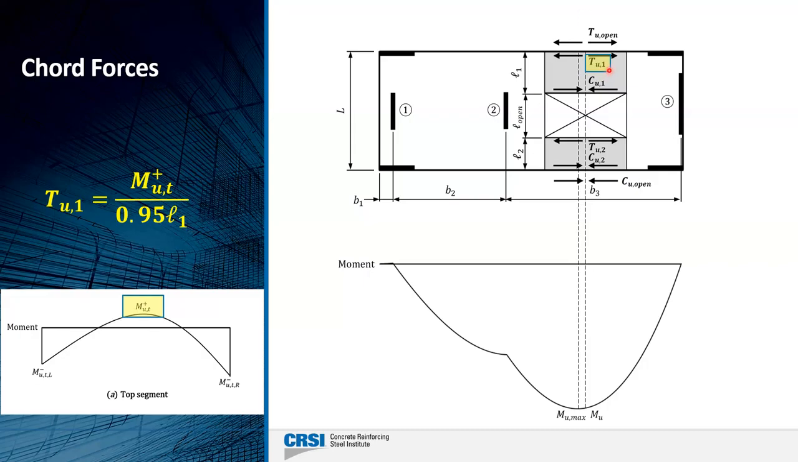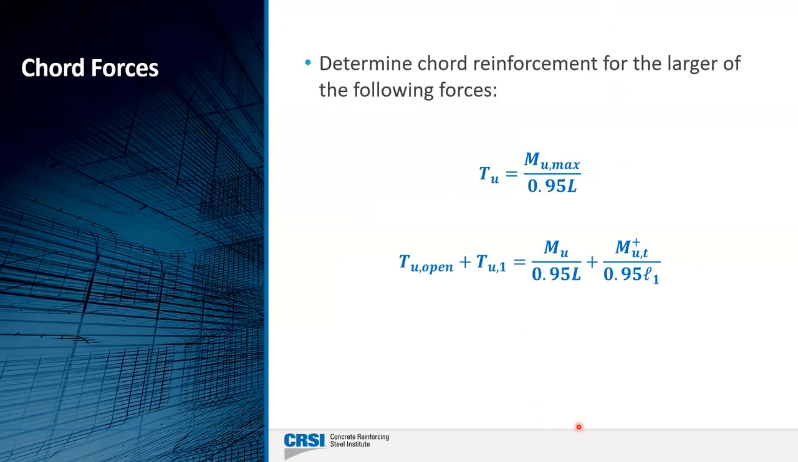and that will give us the tension force in that subdiaphragm. So we have T sub U open, and we have T sub U1. The addition of those two will tell us how much steel we need there. We compare it to what we have from M sub U max and use the larger of the two. This slide summarizes that for us: T sub U based on the maximum moment in the diaphragm, and then the summation of what happens at the opening. The larger of these two forces is what we would use to determine our chord reinforcement in that particular case. So it's, again, a simple way to determine what that extra reinforcement has to be.